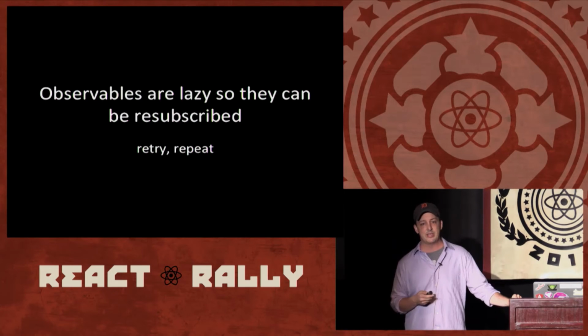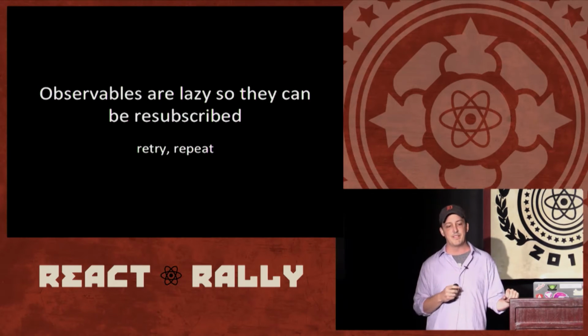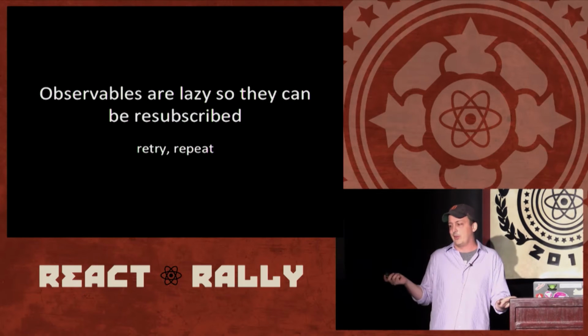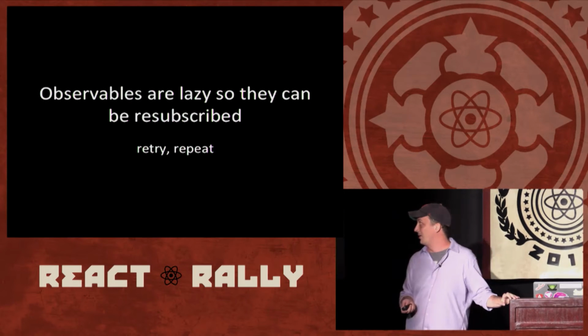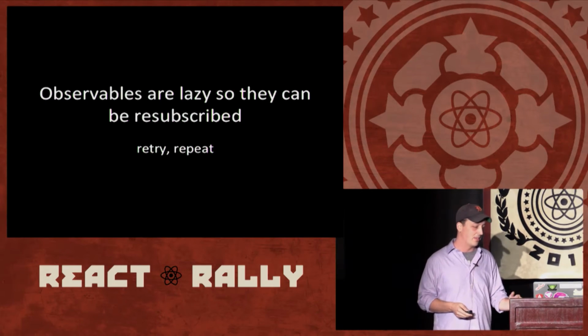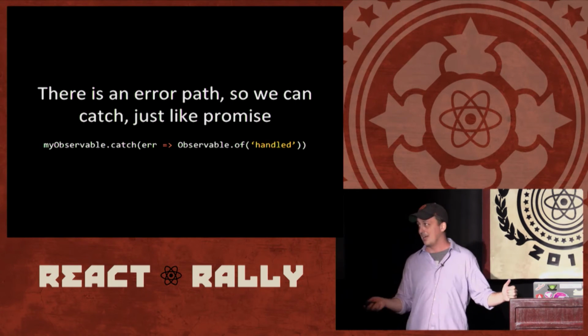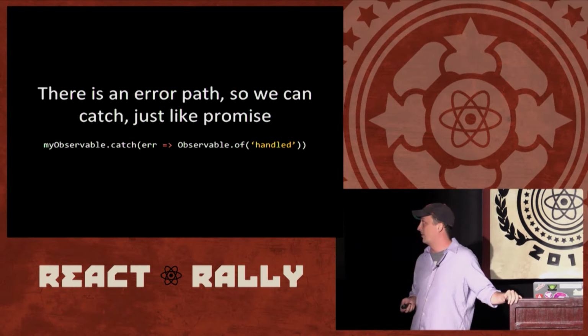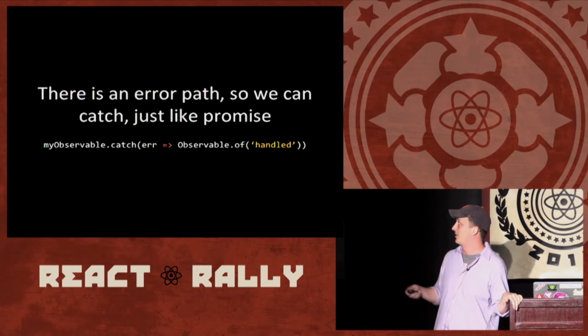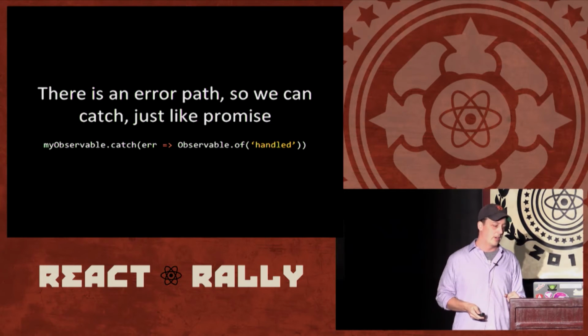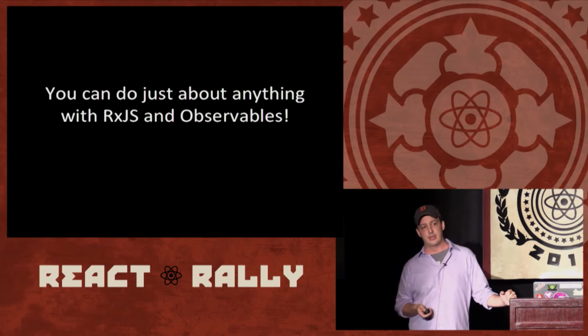Since they're lazy, you can resubscribe. So if you have an observable and it fails, you can subscribe to it again and see if it works the second time. So that would be our retry. The other thing is if it completes successfully and you're like, that was great, I want to do that again, there's a repeat operator you could use. These are just methods on observable. Also, it has an error path, just like promise, so there is a catch, exactly like promise. It doesn't look very much different. You could, in fact, even return a promise in there if you wanted. Rx would eat that. So you can really do just about anything with RxJS and observable.